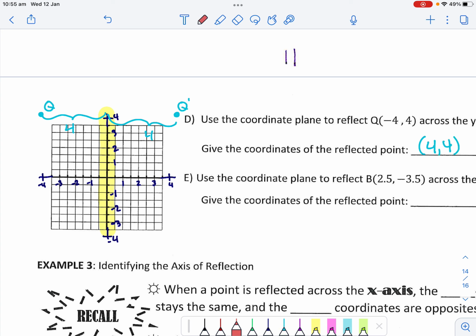For (2.5, -3.5), I'm going to be over at 2.5, down all the way to the bottom here. So this is going to be B. And then I want to go to the left now. So I am actually 2.5 units away, sorry. So I want to go 2.5 units to the other side. So -2.5 is going to be over here. So I am at (-2.5, -3.5).